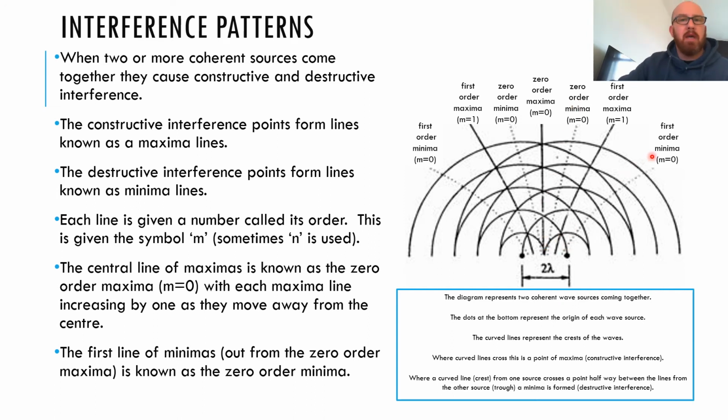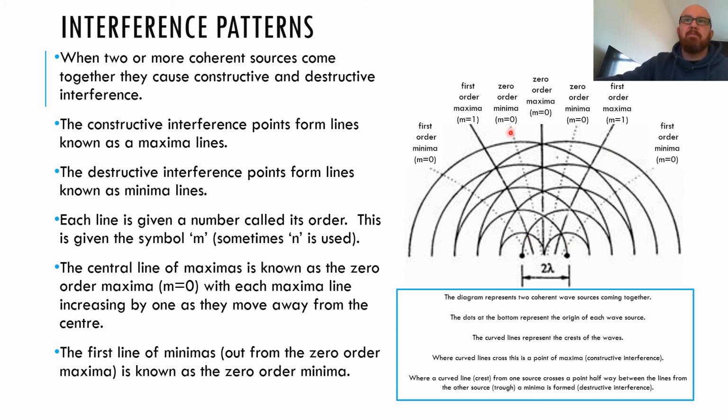Each line is given a number, which is called its order. This is given the symbol M. Sometimes you notice in old past paper questions it's given the symbol N, but we don't want to get that confused with the refractive index, so we've called it M. The central line of maxima is known as the zero order maxima down the middle, and every maxima either side of that is given a number, so there is a zero order maxima, a first order maxima, there could be another one, second order, third order, fourth order, all the way around, but we don't have it in this diagram.